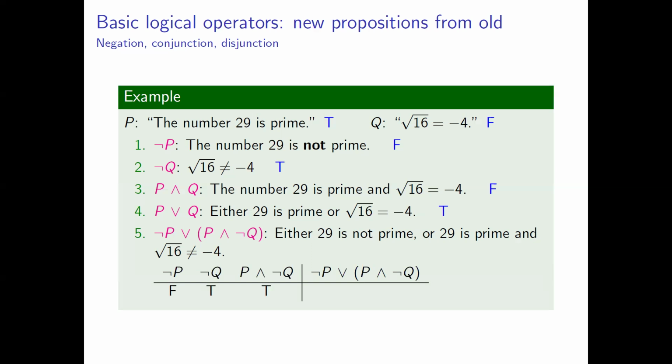Thus, the conjunction P and not Q is true since both P and not Q are true. The disjunction of the statements not P and P and not Q is true, since the statement P and not Q is true. Therefore, the sentence either 29 is not prime or 29 is prime and the principal square root of 16 is not equal to -4 is true.